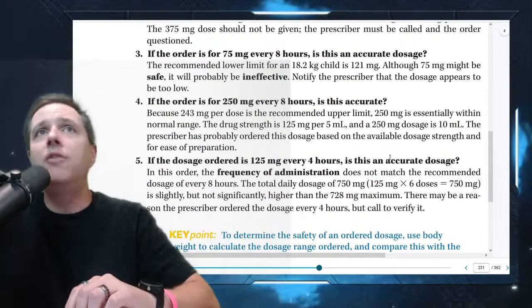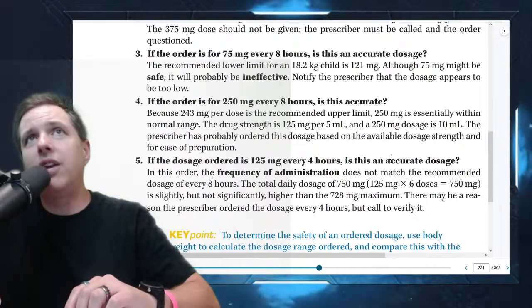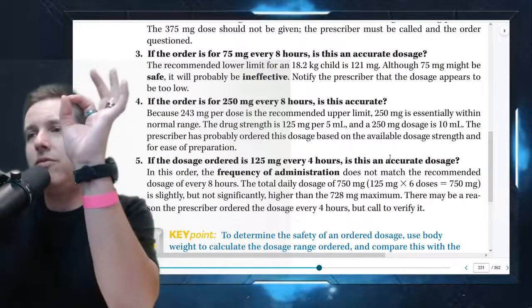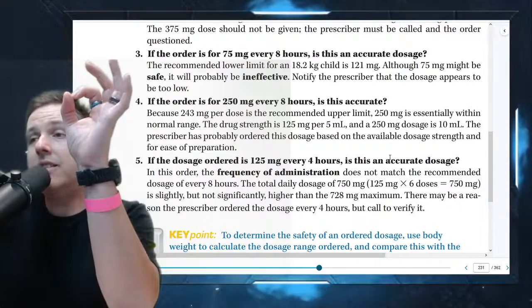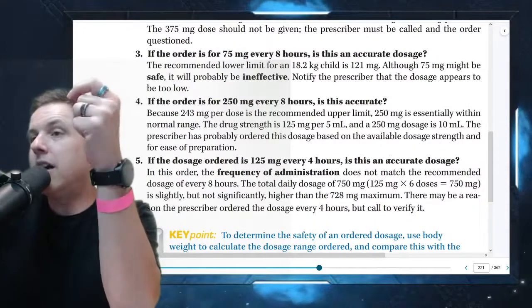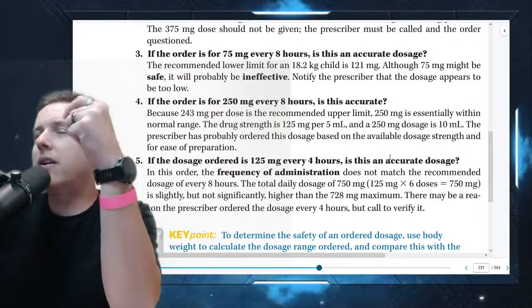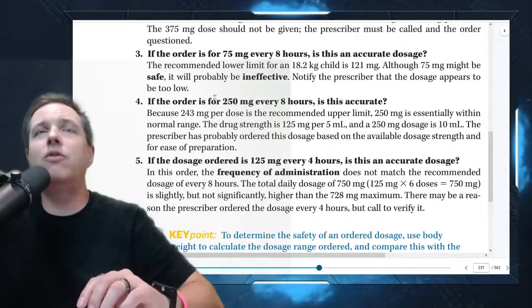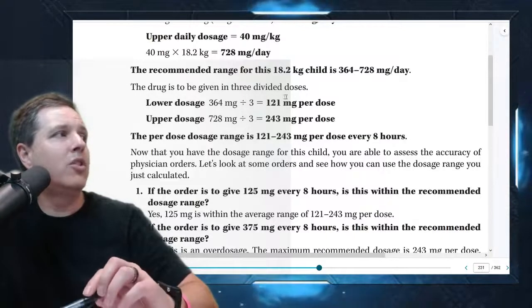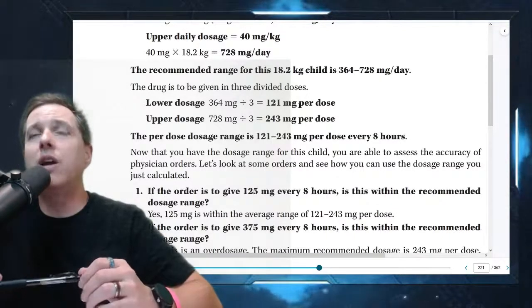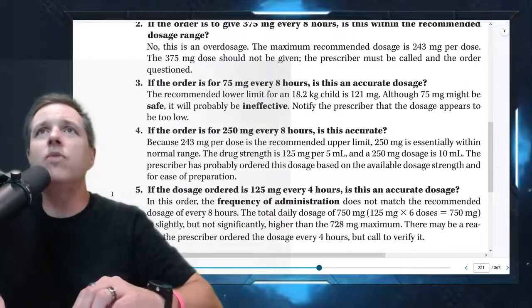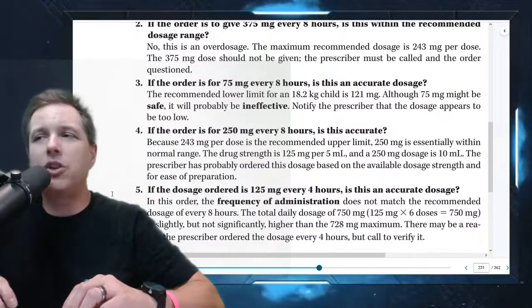Then you just double check and figure it out. If the order is 250 milligrams every 8 hours, is this accurate? And so here's where the book is asking you to be kind of a problem solver and think about it in context of what's going on. So 250 is outside of our range, because the maximum dosage should be 243 milligrams per dose. But you've been told to give 250. But 243 is pretty close to 250, right?